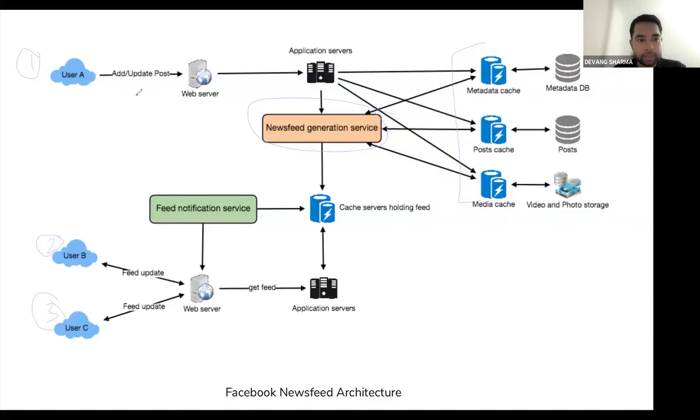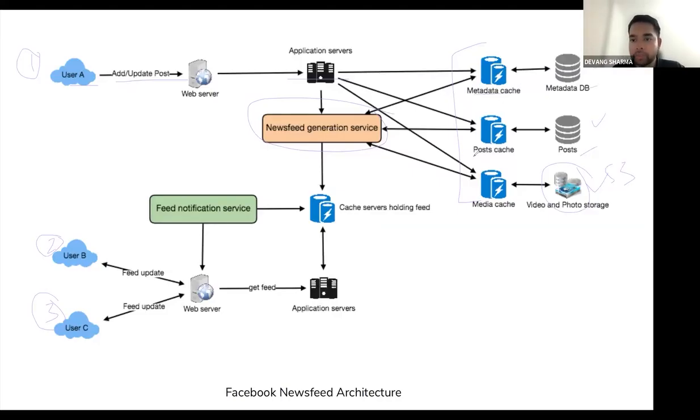So in flow 1, what is happening here? As a user, I added a post, think of it like uploading a post. Once I upload a post, it will go to my application server. I have databases here: one is my metadata DB, one is my post DB, and one is my video and photo storage. We already talked about video and photo storage, which is going to be S3 here. We talked about the post and the metadata DB. Now my post, all of this will have a cache.